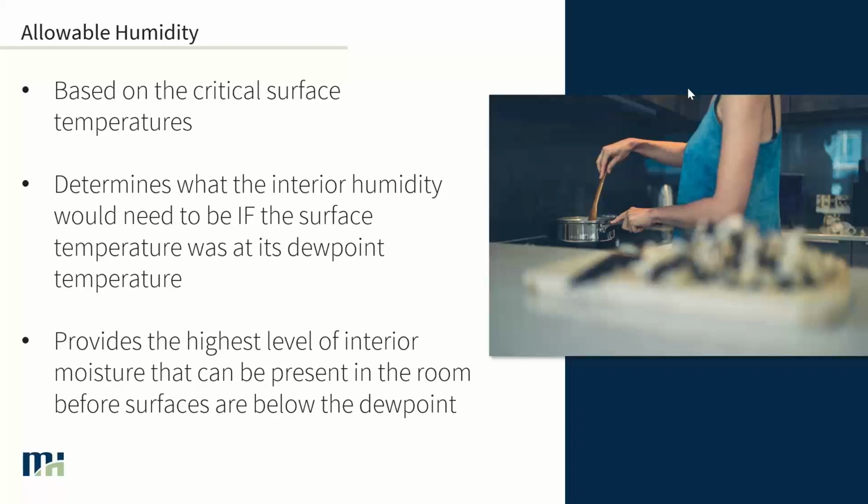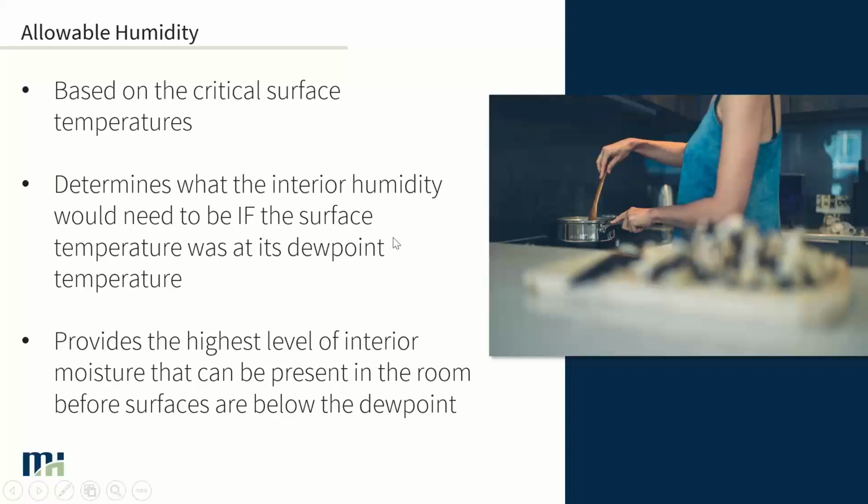Whatever that critical surface temperature is, we imagine that it were the dew point temperature, then what would the humidity need to be before it starts to condense on there? So it provides the highest level of interior moisture that can be present before that surface drops below the dew point.